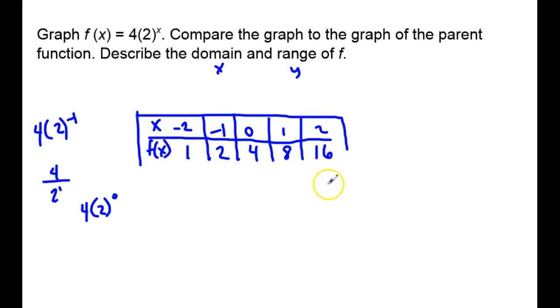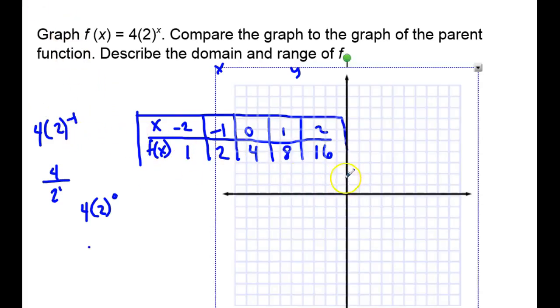So from here, now I really just go ahead and I graph those points. All right, so I just pulled over a coordinate plane so we can plot these points. And I see that it's going to get pretty big pretty quickly. So I know that when x is -2, my f of x is 1. When x is -1, I'm at 2. When I'm at 0, I'm at 4. And then 1, 8. And then 2, 16. So I can continue and connect my dots and draw my curve.